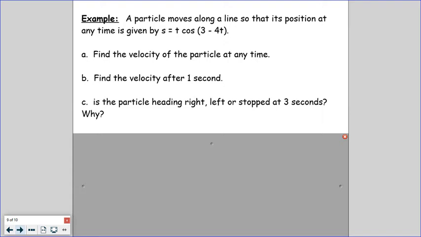As we start that one, what am I going to need to do? Which of our rules that we've learned over the last couple weeks do we need to start that one with? Product rule, right? That's two functions being multiplied together, t and cosine of 3 minus 4t. There will be chain rule within there, but set it up starting with your product rule. So first times the derivative of the second plus second times the derivative of the first.